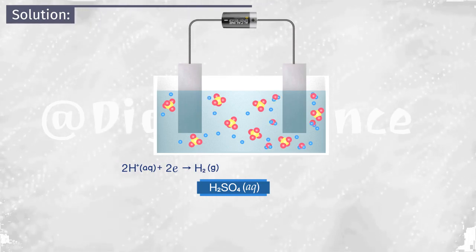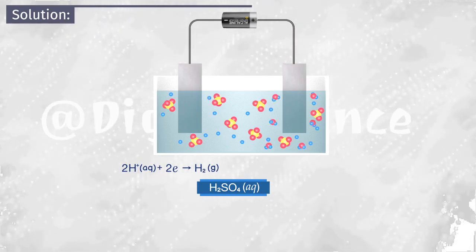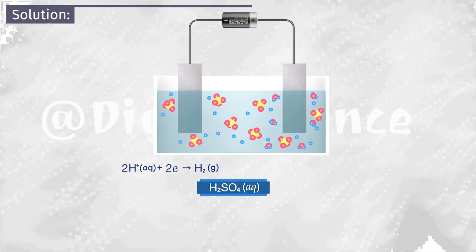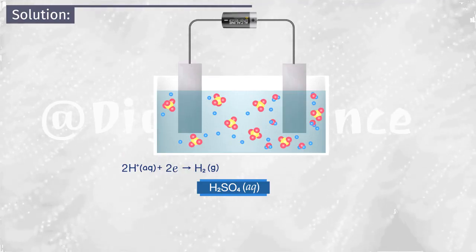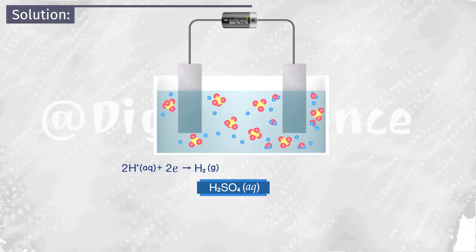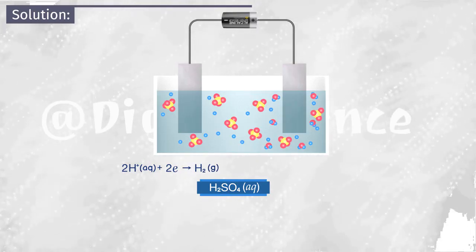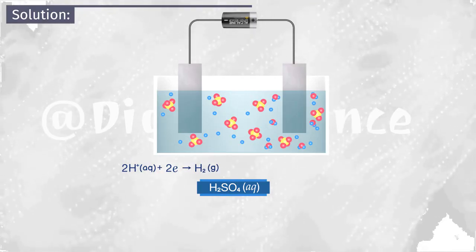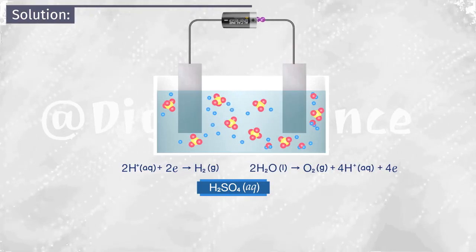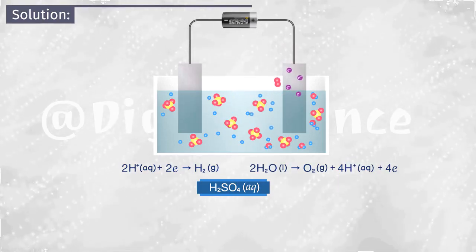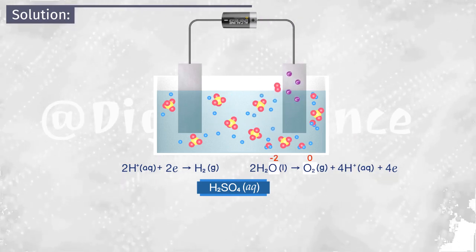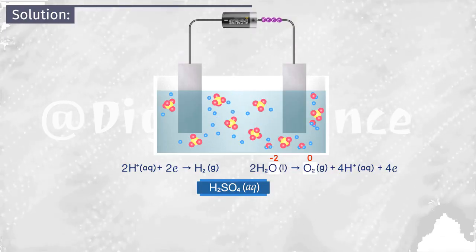On the other side of the electrode, there are sulfate ions and water molecules. Since the oxidation number of sulfur in sulfate ions is +6, this value has reached its maximum value. This ion will not undergo oxidation, but water molecules will change into oxygen gas and H+ ions. The oxidation number of oxygen increases from -2 to 0. This is an oxidation reaction.